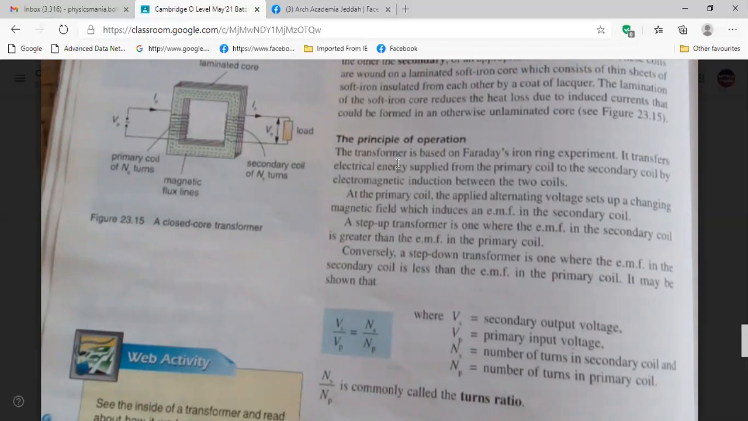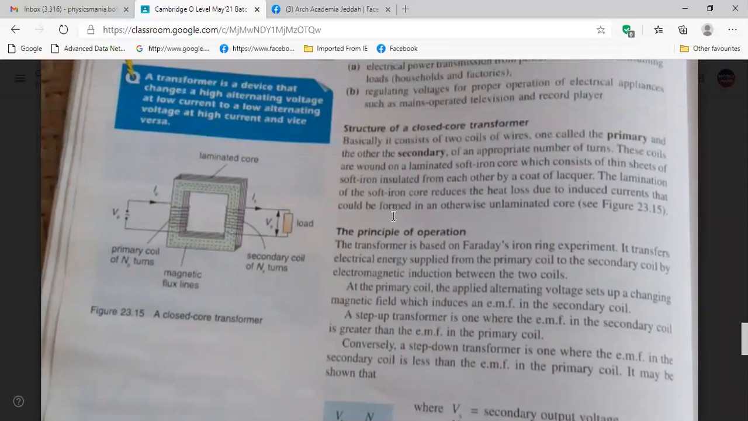Vs by Vp equals Ns by Np. Vs is secondary output voltage, Vp is primary input voltage, Ns is the number of turns in the secondary, Np is the number of turns in the primary. So we have step-down and step-up transformers, right? Yes, sir. Okay, very good.